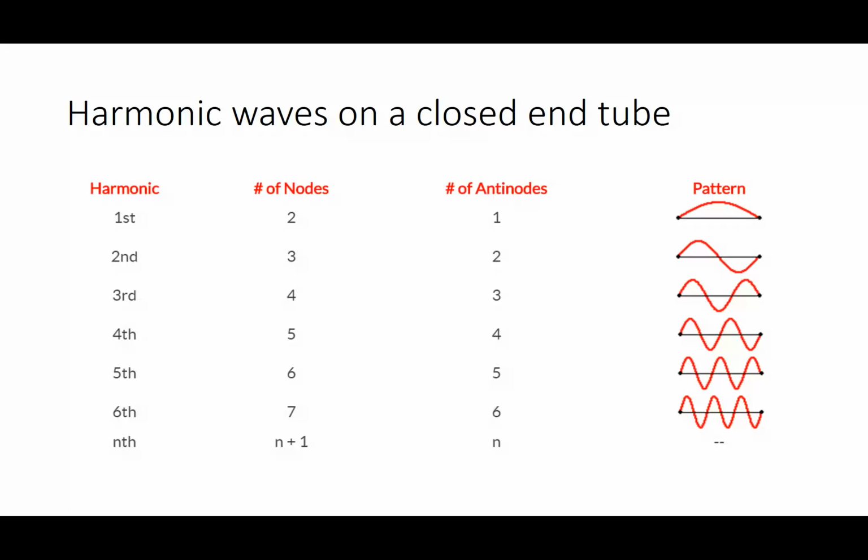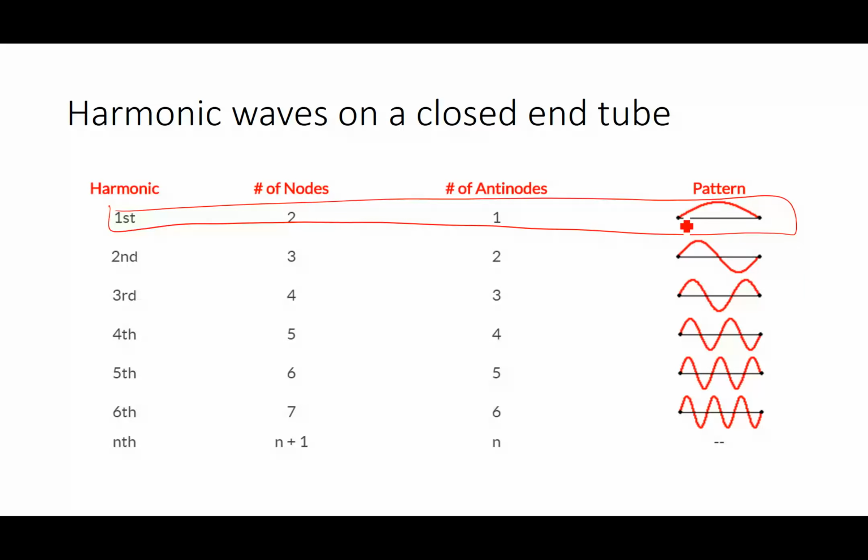Alright, so we're going to start off with harmonic waves on a closed end tube. So this is like taking a string and basically doing a jump rope with it. So if we look here with the first harmonic, the pattern is like you holding both ends of the string. So it's defined by a node on either side. So in the first harmonic, I only have half a wavelength. If I were to continue this pattern on the other end of the first harmonic, I would have a full wavelength.